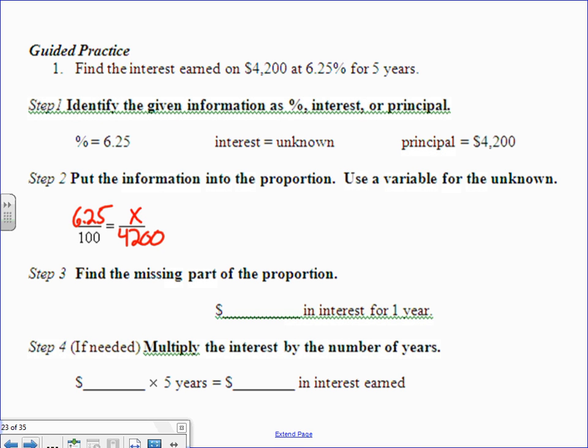Okay, so go ahead and cross multiply and divide here to find the missing part of this proportion. So 6.25 times 4,200 and divide that by 100. And we would get $262.50 for 1 year. Okay, now the question asks for 5 years, so we need to take that $262.50 and multiply it by 5, and that would tell us that we earned $1,312.50 in that 5 years of simple interest.